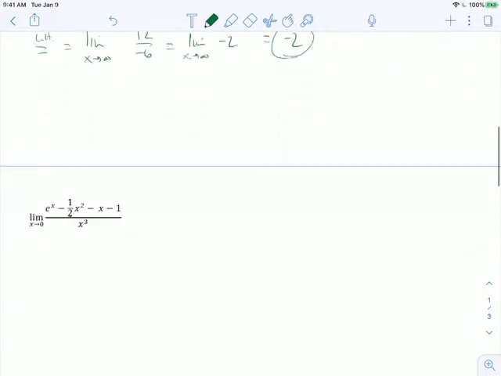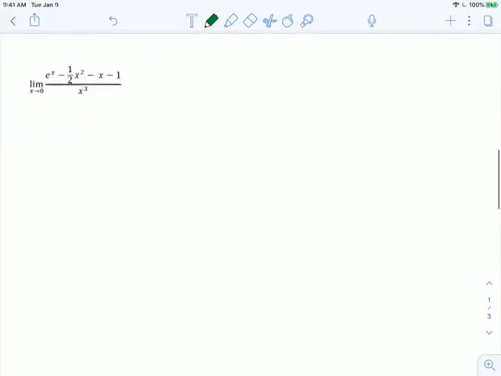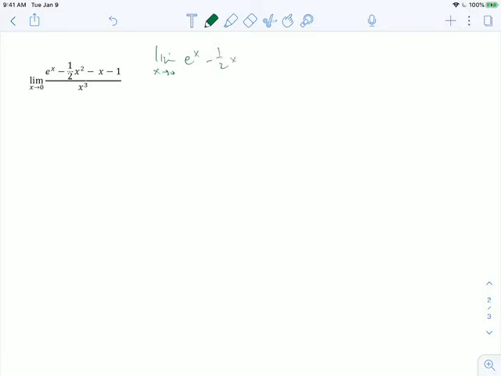Here's another example. Limit as x goes to 0 of e to the x minus 1/2 x squared minus x minus 1 over x cubed. Let's take a limit of the numerator. Well, that's going to be e to the 0 minus 0 minus 0 minus 1. E to the 0 is 1. So 1 minus 1 is 0. So far, so good. Limit as x goes to 0 of x cubed is also 0. So this is 0 over 0. So I get to apply L'Hopital's rule.